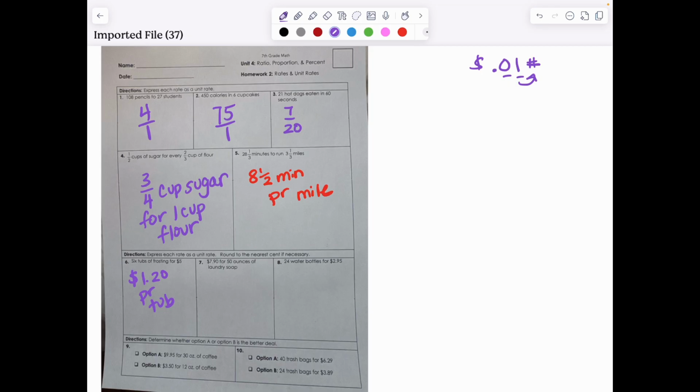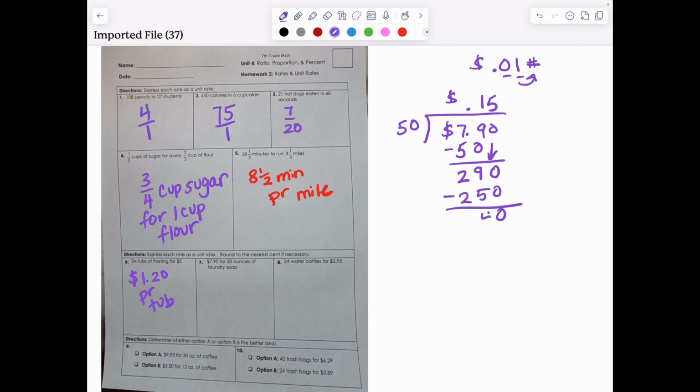So now we have $7.90 for 50 ounces, and we want to see how much it is per ounce. So we would take $7.90 divided by 50. We put our decimal point here, and we know that 1 times 50 is 50, and we subtract, bring down our 0. Then 5 times 5 is 25, so that gives us 40. Here we have to add a 0 and bring it down, and 5 times 8 is 400.